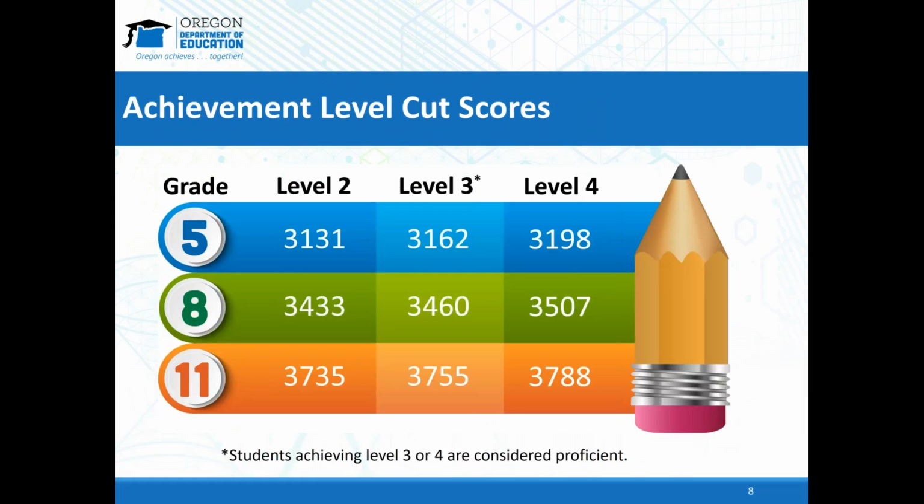Here are the achievement level cut scores for the OSAS science assessment as recommended by the panel and adopted by the State Board of Education. Please note that students achieving a level 3 or 4 are considered proficient.